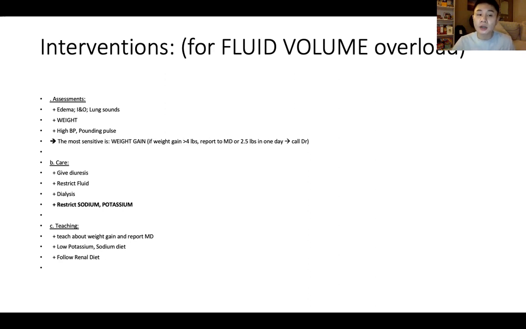Next is teaching. We need to teach about weight gain and reporting to the doctor, okay? Again, if it's more than 4 pounds in a short period of time, report to the doctor. If it's more than 2.5 pounds in one day, report to the doctor. Also, we need to teach them how to eat a low potassium and low sodium diet, and also follow a renal diet. A renal diet is basically low potassium, low sodium, and low protein.